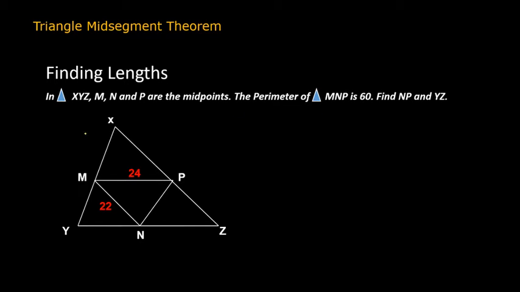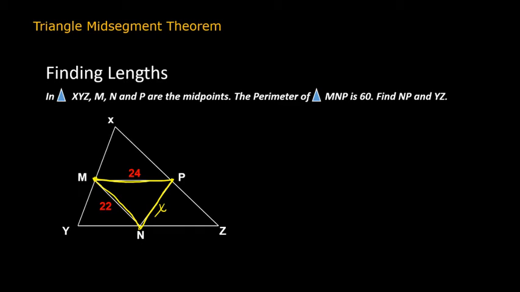In this case, once again, we're given a triangle. You can see the measures that are in place. We know that M, N, and P are midpoints. So we know that each of the segments formed between each of the midpoints must be midsegments, right? And we're told that the perimeter of this triangle, M, N, P, is 60. Okay? And the first thing they ask us to do is to figure out the measure of NP.